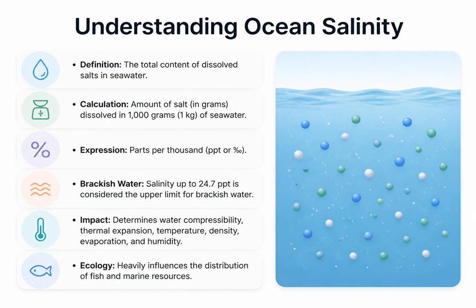To fully grasp these ocean dynamics, we need to formally define ocean salinity. Salinity is the term used to define the total content of dissolved salts in seawater. It is calculated exactly as the amount of salts, in grams, dissolved in 1,000 grams, or 1 kilogram, of seawater. Because of this ratio, it is usually expressed as parts per thousand, or ppt. Interestingly, a salinity of 24.7 ppt is considered the upper limit to demarcate brackish water, which is saltier than fresh water but not quite ocean water. Salinity is a master variable. It determines the water's compressibility, thermal expansion, temperature, density, and evaporation rates. Ultimately, these physical properties dictate the movement of the sea and the global distribution of fish and marine resources.